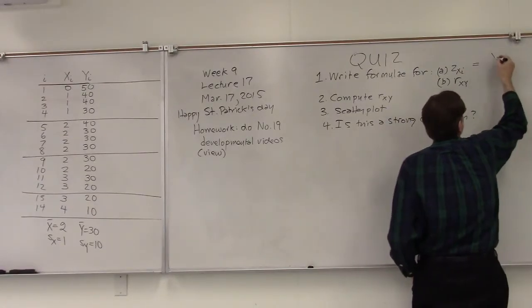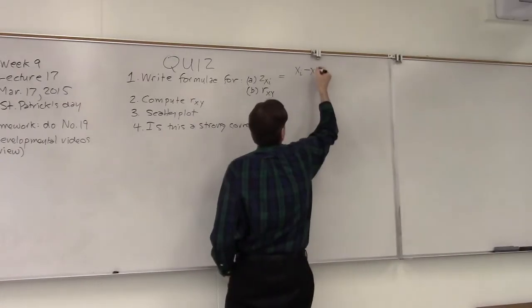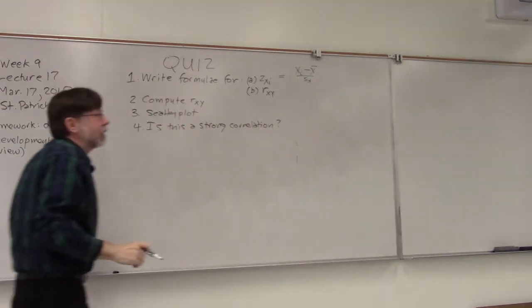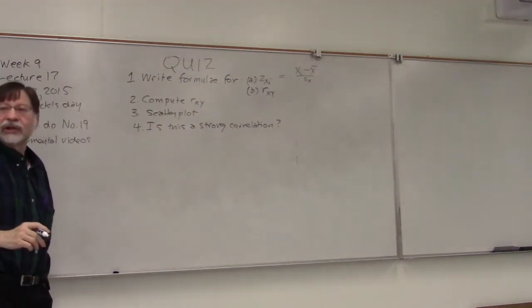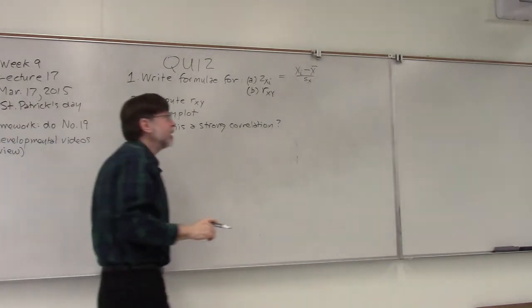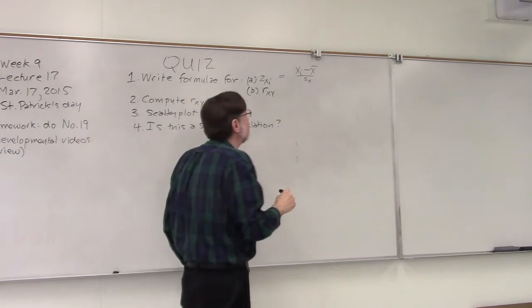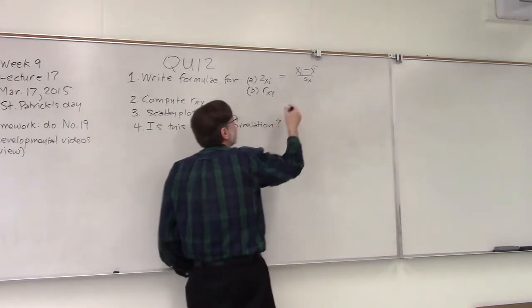z is equal to x sub i minus x bar divided by s sub x. How many got that? Just to get an idea, it looks like just about everybody. If you haven't memorized the equations, by all means do so. Don't wait till later to do it.